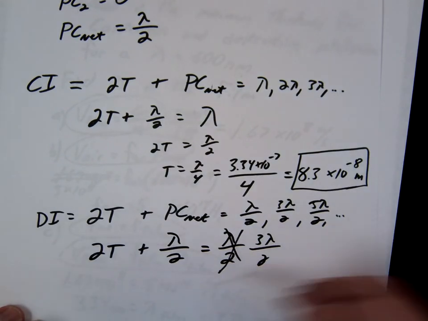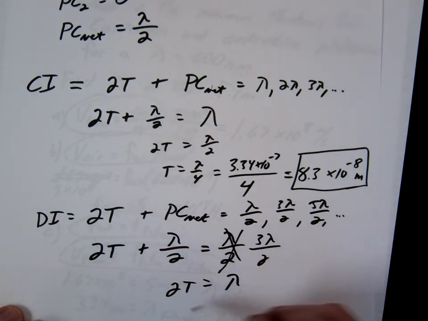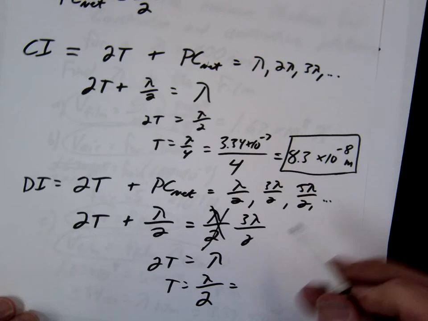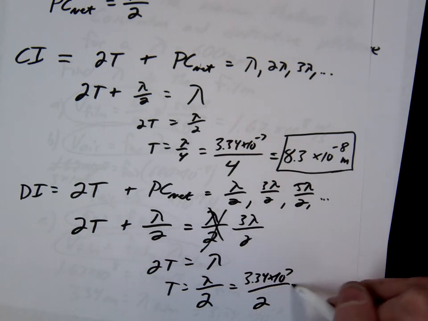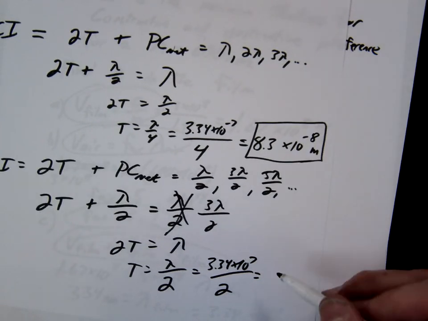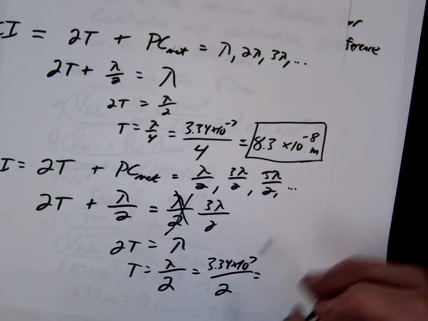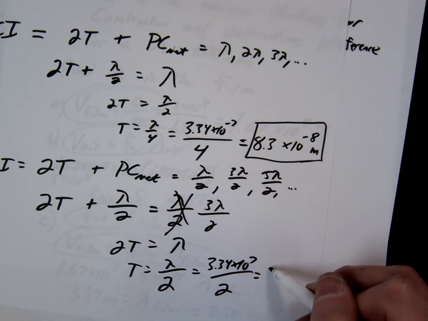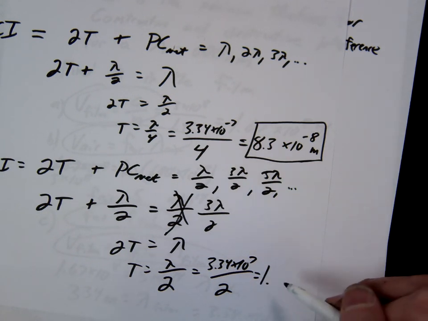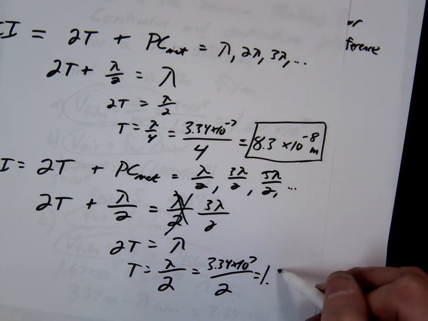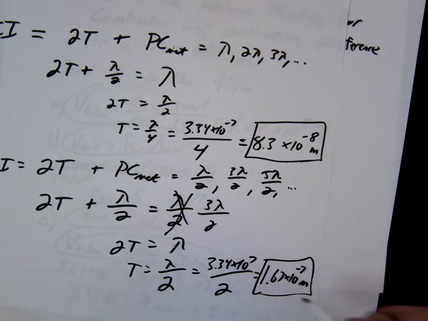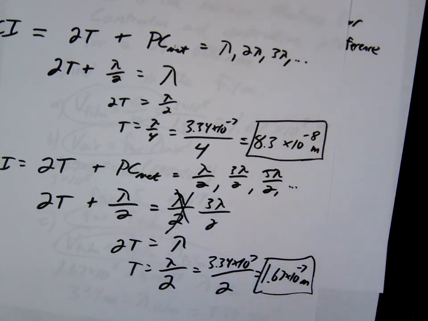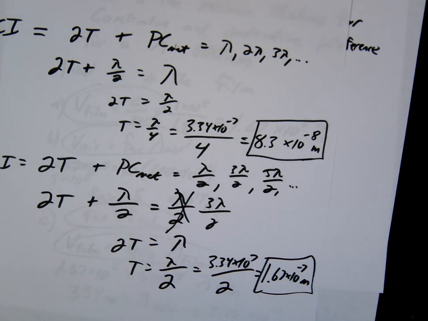Okay, do the math. You get 2t equals lambda, t equals lambda over 2. 334 times 10 to the negative 7th divided by 2. How much is that? 1.67 times 10 to the negative 7 meters. Okay? Alright, it's kind of tricky.